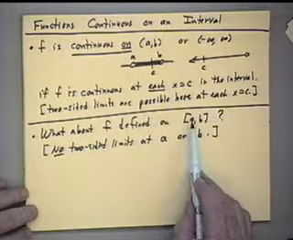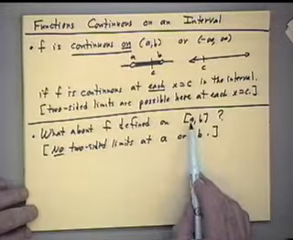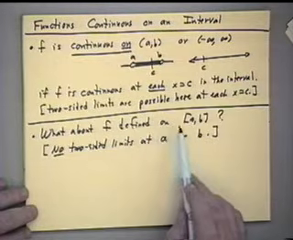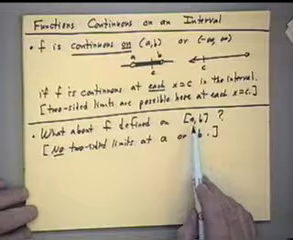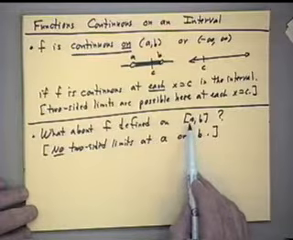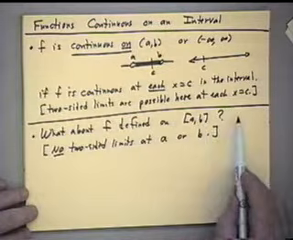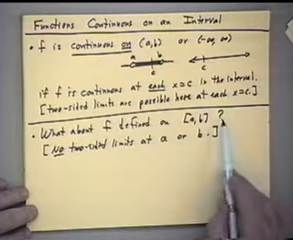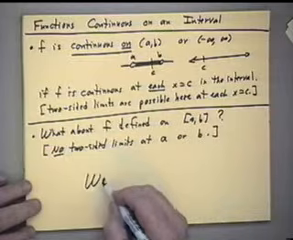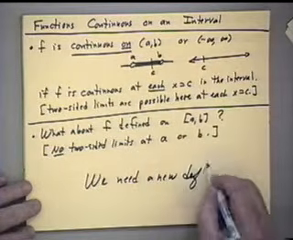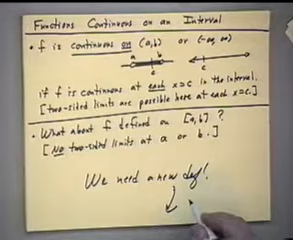We cannot take a limit, for example, at A as we come from the left because the function's not defined there. It's only defined on the interval. So we could only take a right-hand limit at A, just like we could only take a left-hand limit at B because we can't come from the right. There's no function out here. So the end result is we need a new definition. Luckily, we have an easy way to handle it.